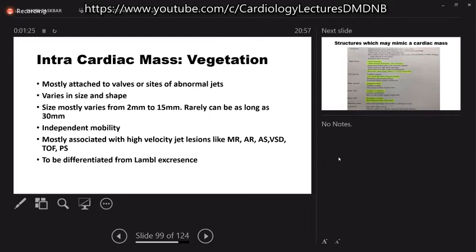Mostly associated with high velocity jets. It is usually in high velocity jet lesions that you get infective endocarditis, as can happen in mitral regurgitation, aortic regurgitation, aortic stenosis, ventricular septal defect, tetralogy of Fallot, and pulmonary stenosis. While in conditions like mitral stenosis, where there is a relatively low gradient, infective endocarditis is very uncommon.